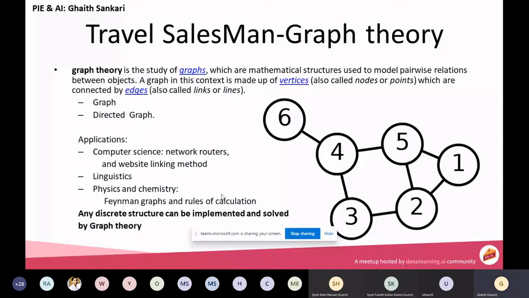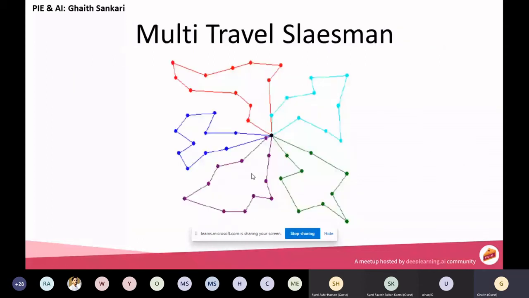So, the traveling salesman, it's clear that graph theory can help us with it. But the multi-traveling salesman is a different problem, because this shape shows you what multi-traveling salesman means. We have 3, 4, 5 salesmen, and it's their duty to cover, for example, a wide range, such as a full city, just like Lahore or Dubai, which is a very huge city.